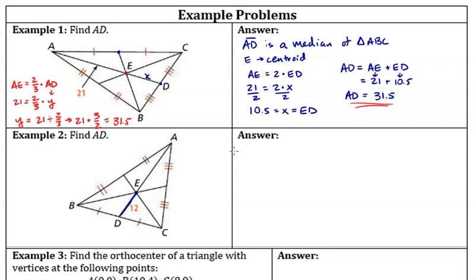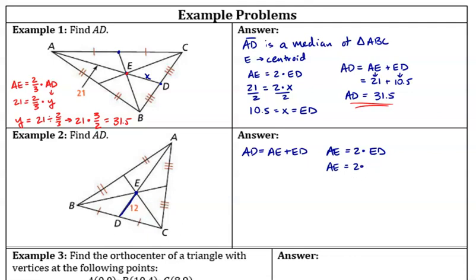So again, we can say, well, AD is equal to AE plus ED, and AE is equal to 2 times ED, right? This AE is double the length of this short part. And so now if I start here, I can say, well, AE is equal to 2 times 12, right? The length of segment ED is 12.